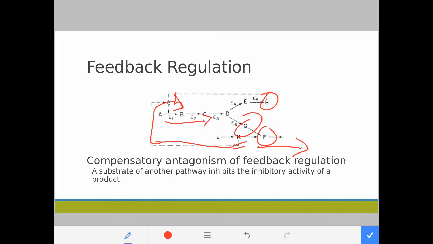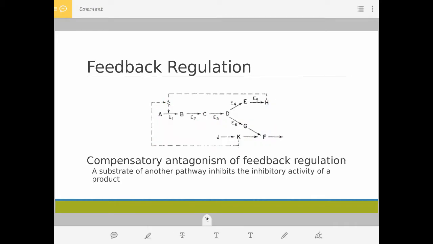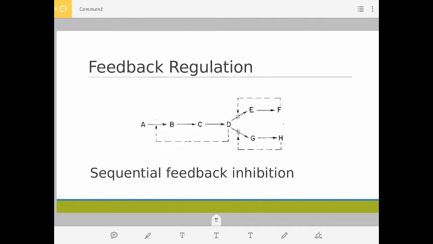Although since this is a branch pathway, it doesn't necessarily mean that there's always H here. They can usually divert the pathway towards here. But anyway, that's for this mechanism, compensatory antagonism of feedback regulation.